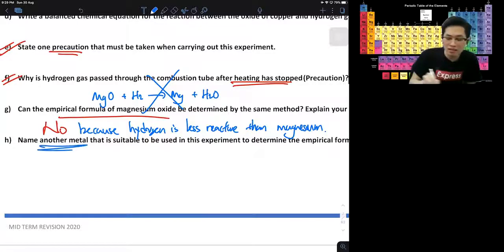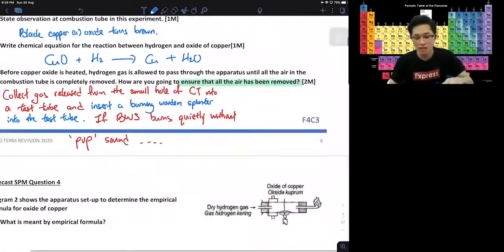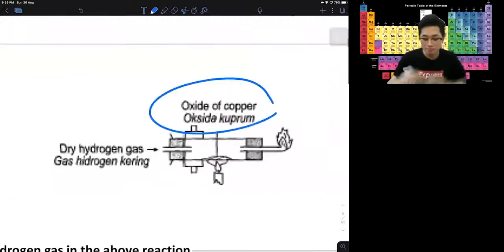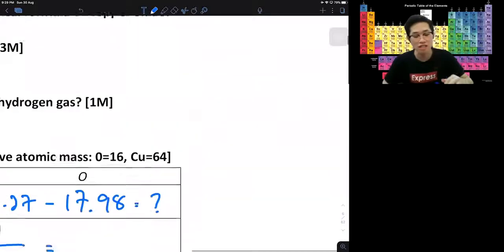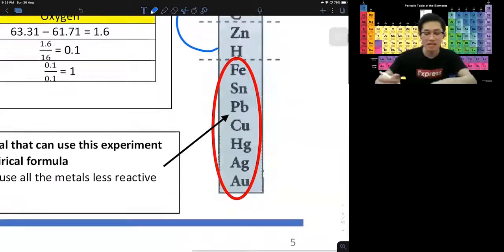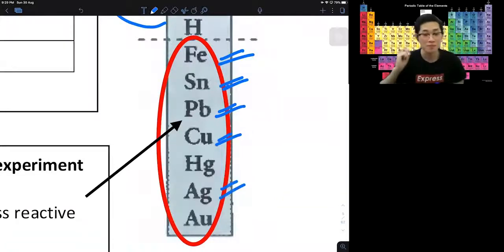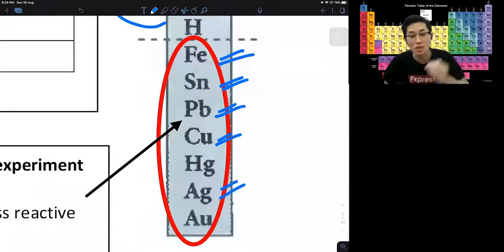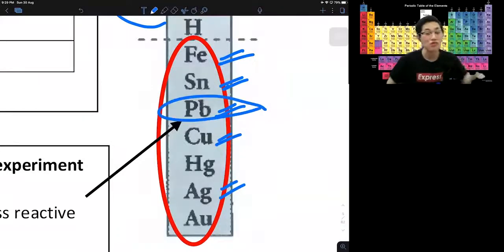Name another metal that is suitable to be used in this experiment. So what kind of metal oxide can be used to replace the copper? Of course, it can be anything that is lower than hydrogen in the reactivity series. It can be iron, tin, lead, copper, silver. So anything that's lower than hydrogen, usually we'll say lead, okay? Lead, silver.